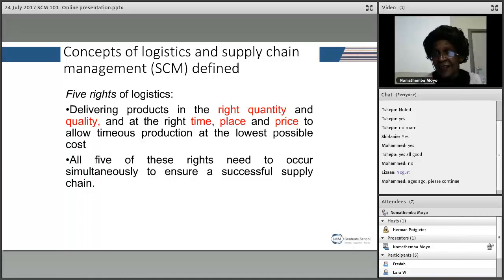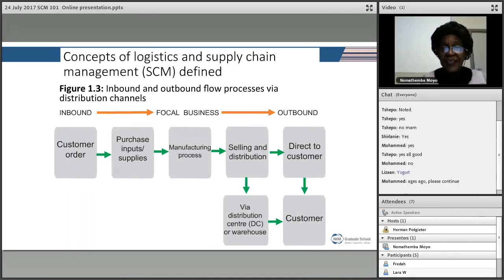Quantity should be right. If the quantity is not right, you risk having disruptions, and disruptions will mean delays in satisfying your customers, and they might even switch if you are taking too long with the product, or they might go there and find that the product is not there and switch to other competitors. Right quality: with poor quality, you're shooting yourself in the foot. At the right time, place and price.